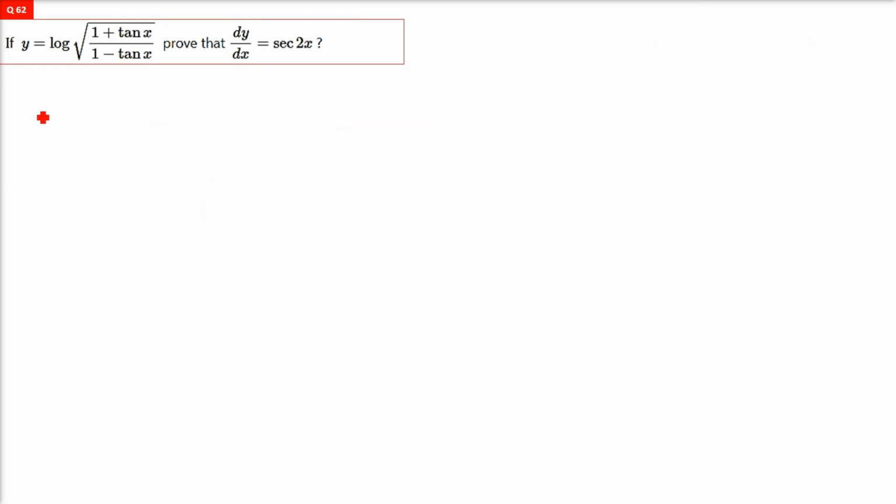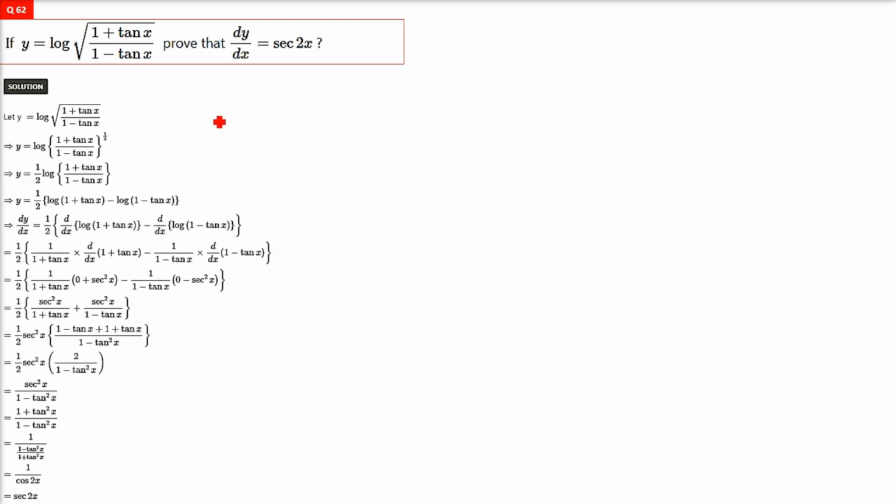Now y is equal to log of something. We have to prove dy by dx equals sec 2x. Now there are certain things which we have to see, because there will be something I will be doing, and then I will tell you, oh, this was a problem, meaning we cannot go ahead with this. We have to change the scenario.